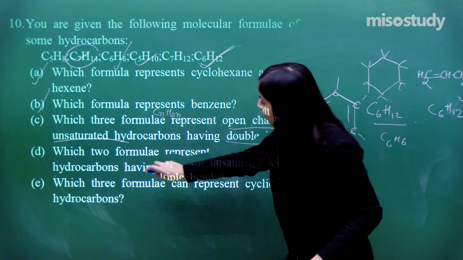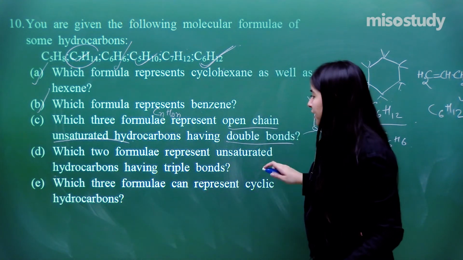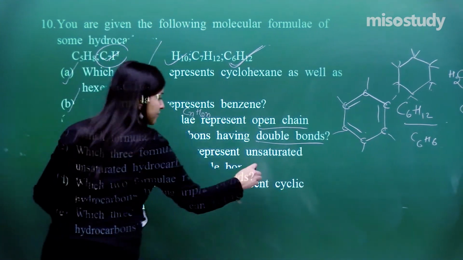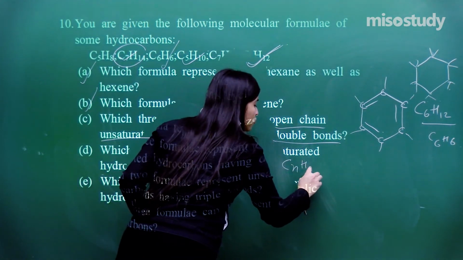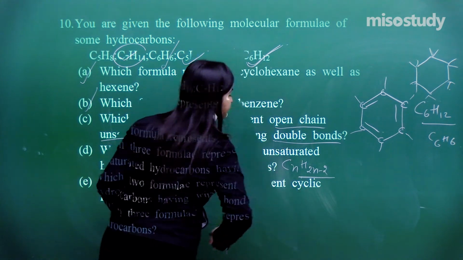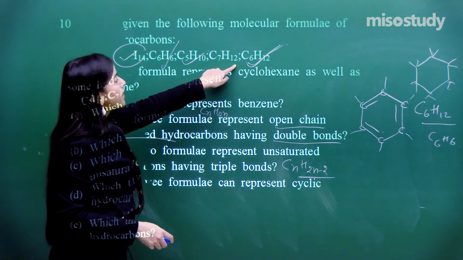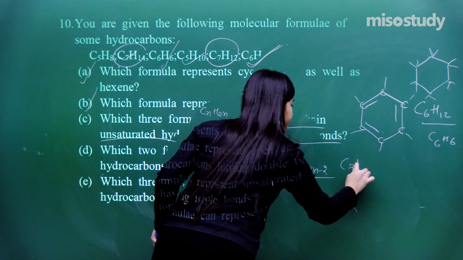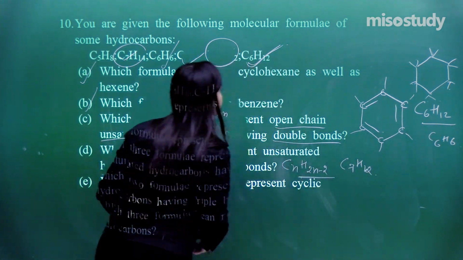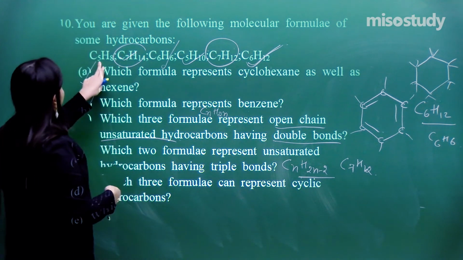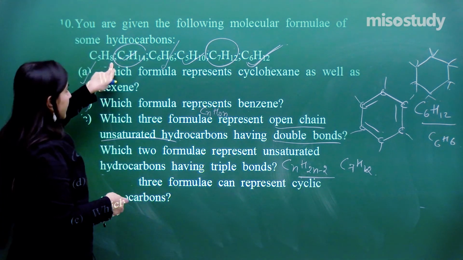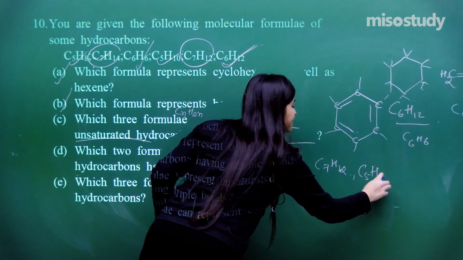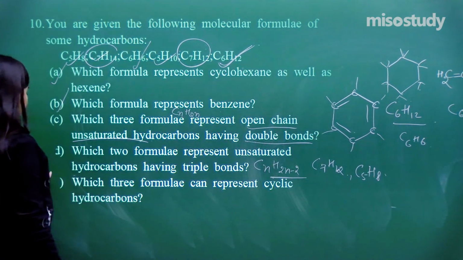Which two formulas represent unsaturated hydrocarbons having triple bonds? Now for a triple bond, I need CnH2n minus 2. Yes. See here, 7 2s are 14, minus 2 is 12. I got this one. Next one, 5 2s are 10, 10 minus 2, 8. C5H8. Okay.